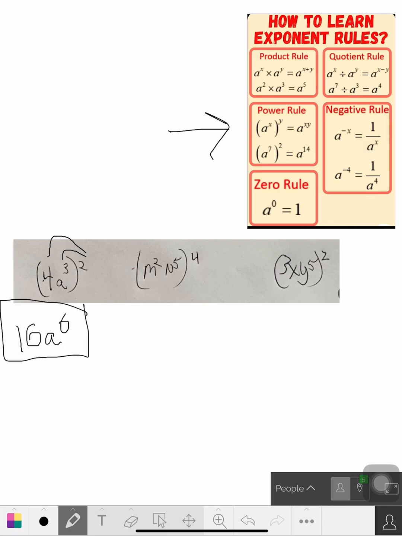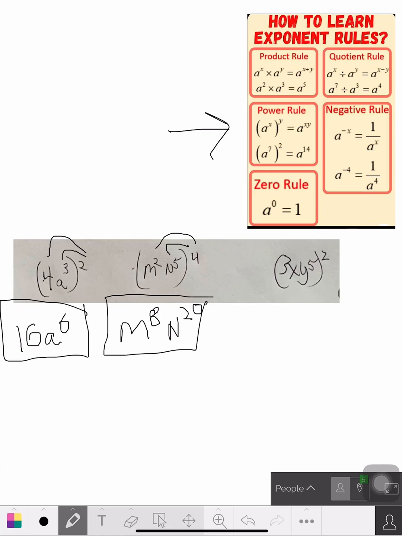Just like on this next one, the second one, the 4 goes over there and the 4 goes over here. So it's m, you multiply them, m to the 8th, and n to the 20th. And that's all there was to that one.